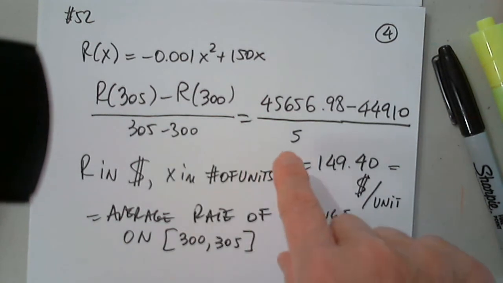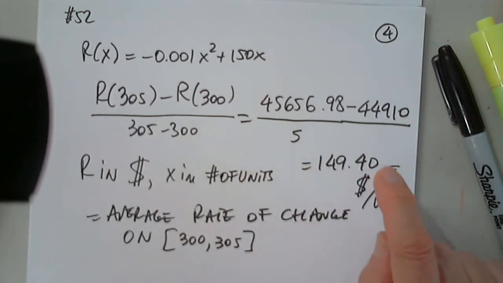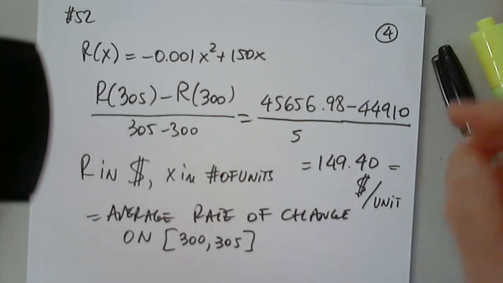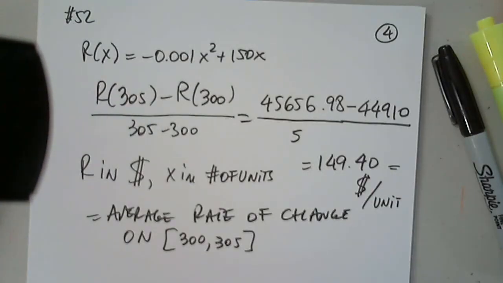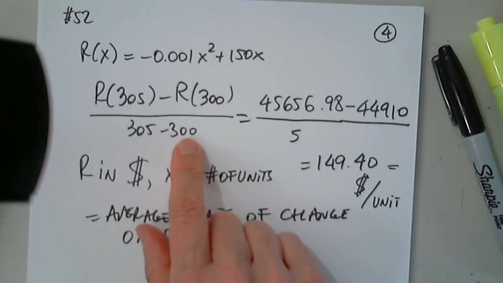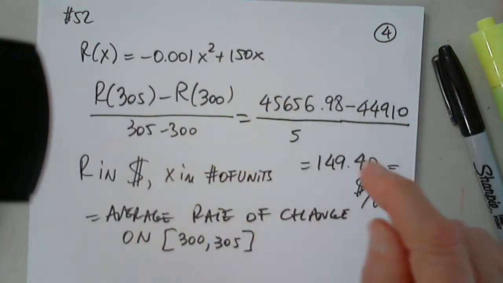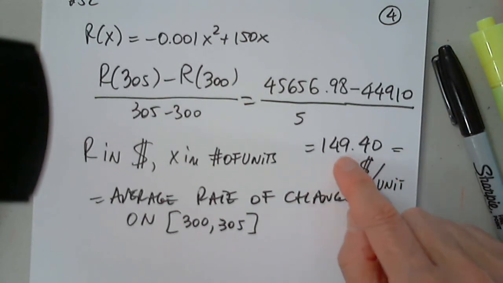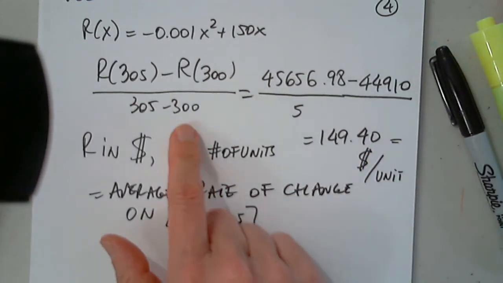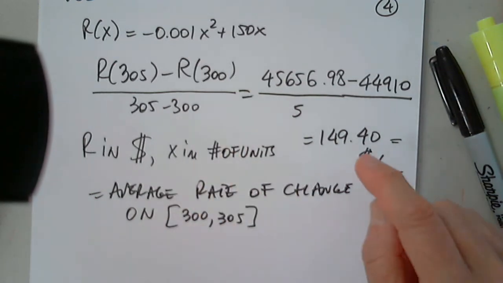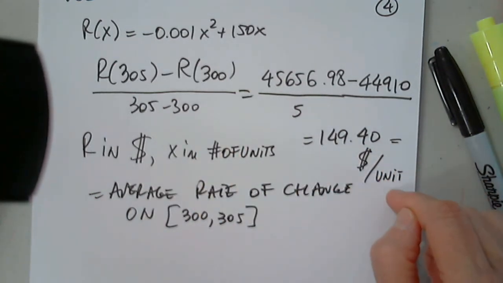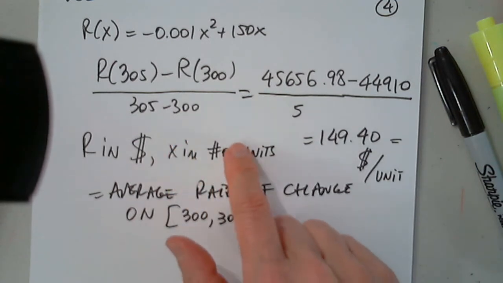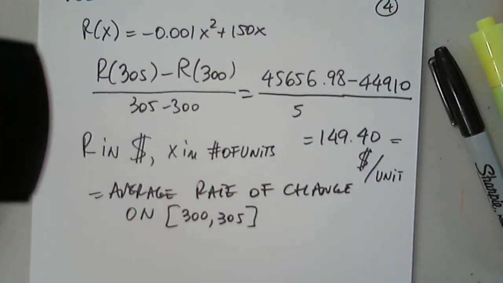The average rate of change is $149.40 per unit, which means from producing and selling 300 to 301, I'm getting a revenue of $149.40 for that unit. From 301 to 302, I'm getting $149.40 for that second unit. From 302 to 303, and so on and so forth. For each unit, I get a revenue of $149.40. Very good.